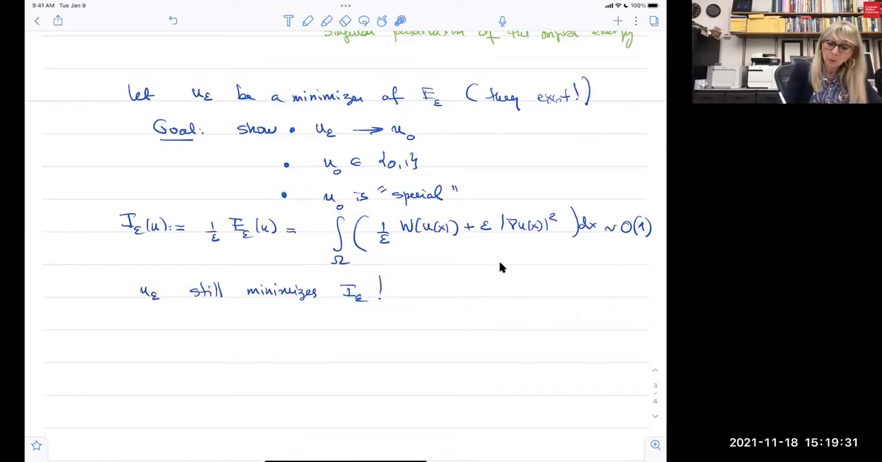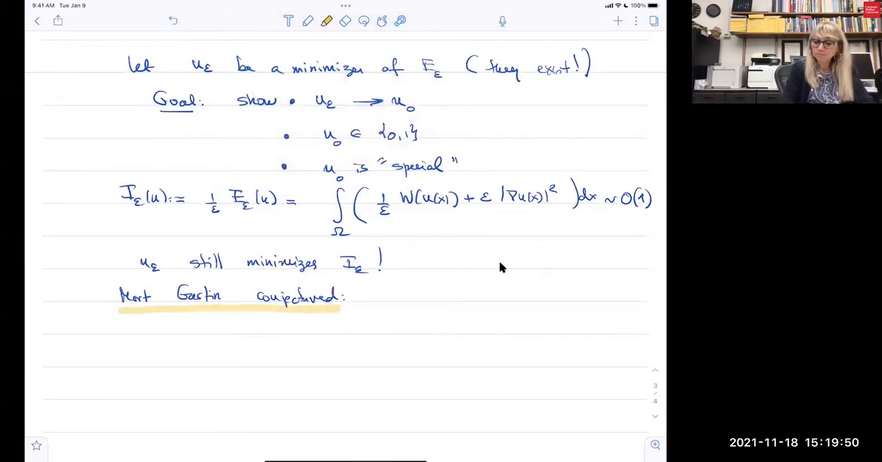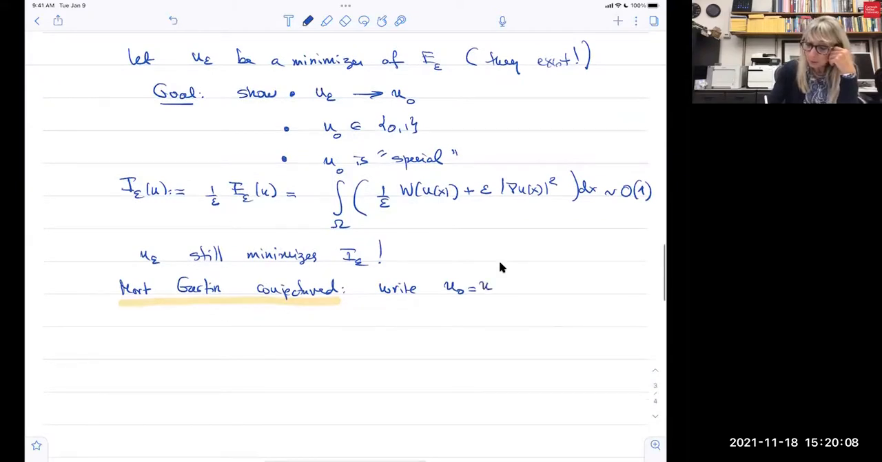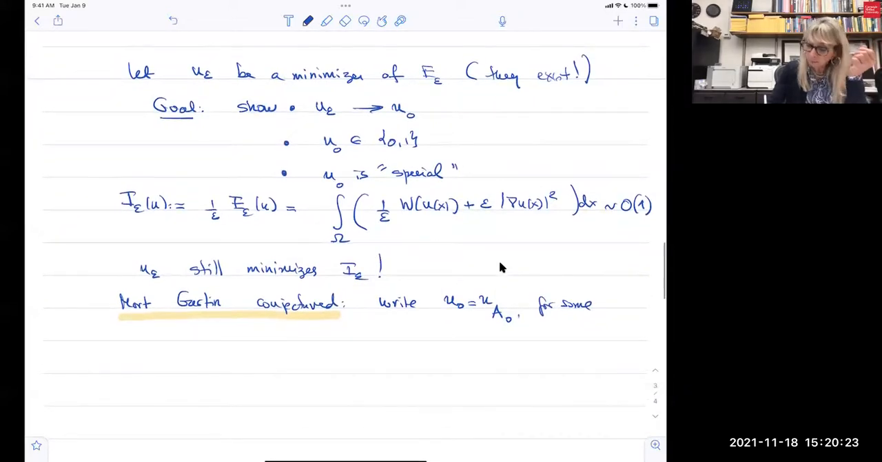And this goes back to Mort Gurtin, who had conjectured that U0, so U0 only takes values 0 and 1, right? So it's going to be a 1 in some set and a 0 in another set. So let's write U0 in my notation as the indicator of some set A0, okay? A0 admissible, right? So A0 has the right mass.